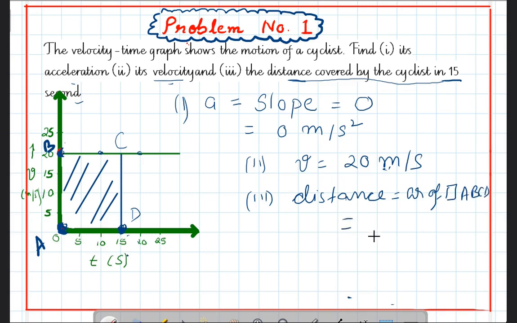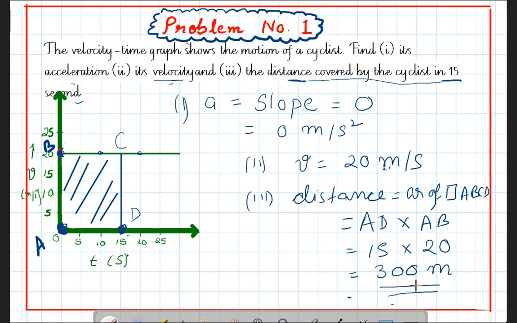So we know rectangle area is length into breadth, and here my length is AD and my breadth is AB. So AD is 15 and AB is 20. So 15 into 20 gives 300, and this is distance, so I am writing meter. So the distance covered by the body in the first 15 seconds is 300 meter. So that's our problem number 1.